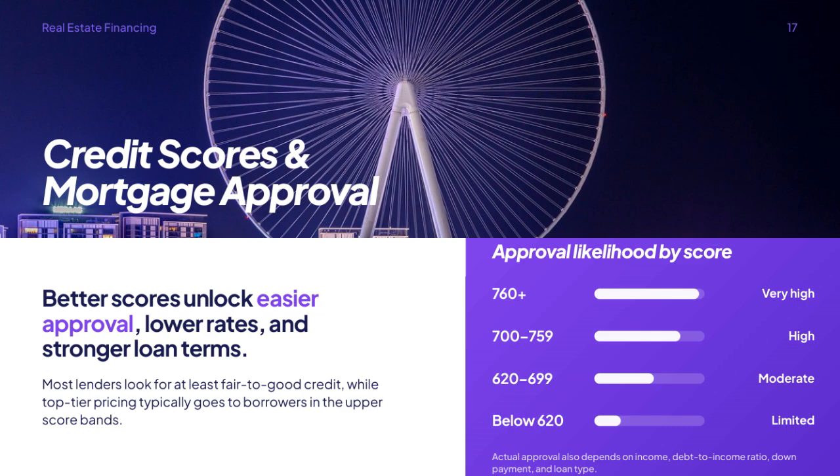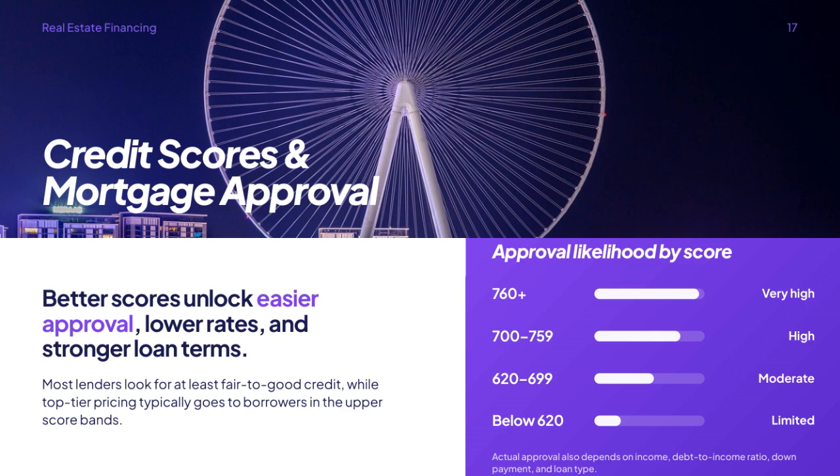Looking at approval likelihood by credit score, if your score is 760 or above, you're in a very high approval category. Scores between 700 and 759 are also considered high, and you still have a good chance of approval with relatively favorable terms. Scores from 620 to 699 fall into a moderate approval range. These borrowers might face stricter conditions or higher rates. Below 620, approval chances are limited, and it can be much harder to qualify for a loan.